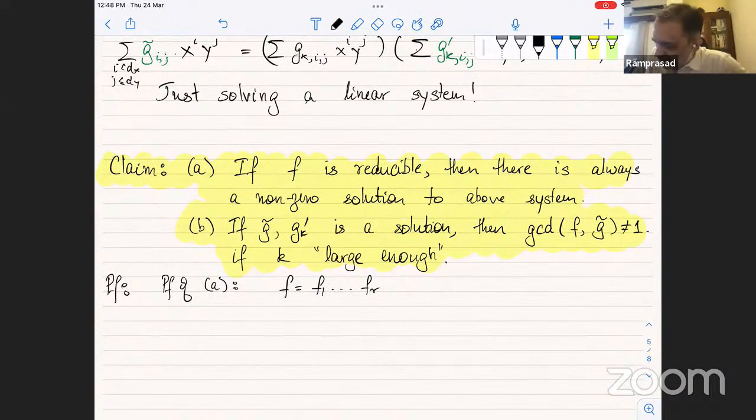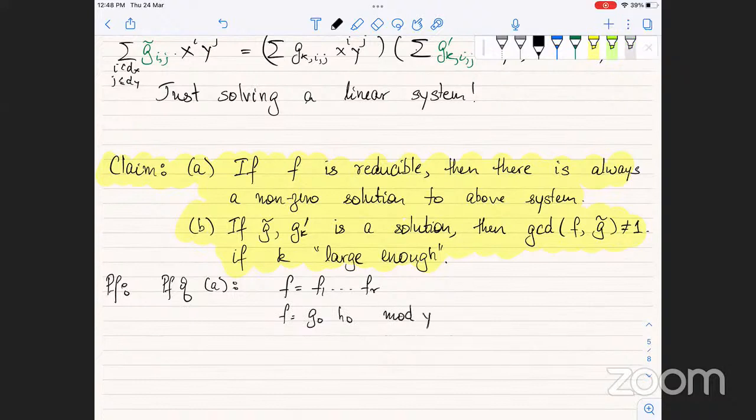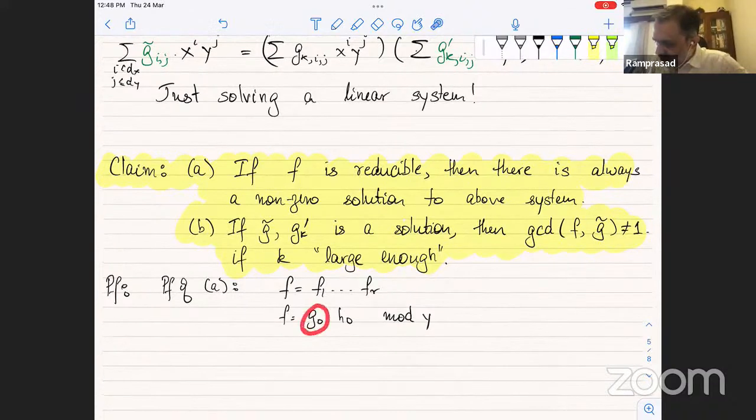Okay, what did we start off by doing? We started off by saying F is equal to G0 times H0 mod Y. So this basically means that this G0 better divide one of these original factors. So we picked G0 to be one of the irreducibles, which means G0 must have come from one of the factors. Maybe one of these Fi split further, but nevertheless G0 must be related to one of them. Without loss of generality, let's just assume that G0 divides F1.